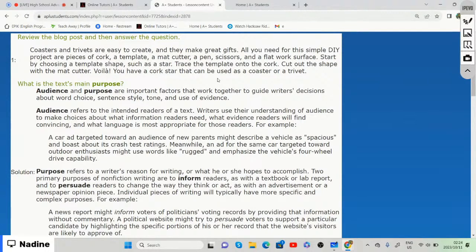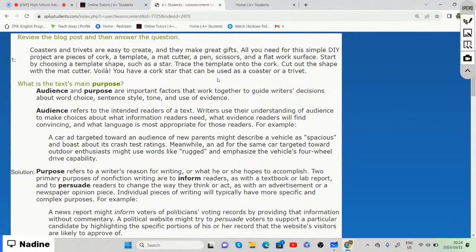Audience refers to the intended reader of a text. Writers use their understanding of audience to make choices about what information the readers need, what evidence readers will find convincing, and what language is most appropriate for those readers. So you need to know who your writing is about. Is your writing for, let's say, the teenagers, the young ones?